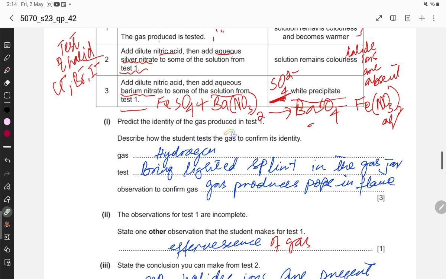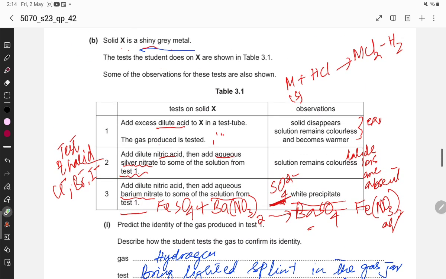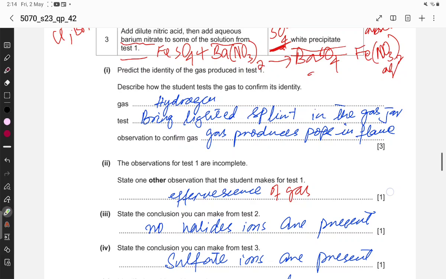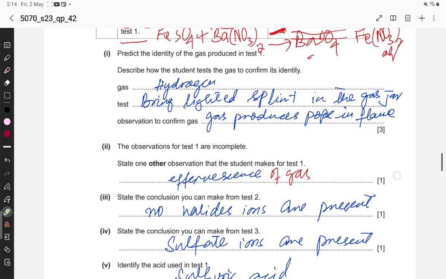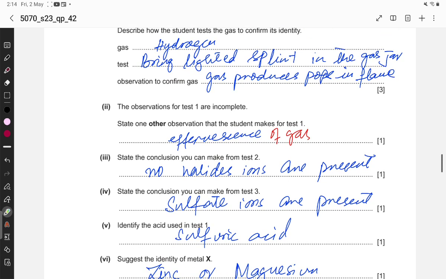Predict the identity of the gas produced in test 1. X is a gray metal, and the solution becomes warmer, so this is an exothermic reaction and the gas formed is hydrogen. The test for hydrogen gas is to bring a lighted splint to the gas jar. The gas produces a pop in flame with a lighted splint.